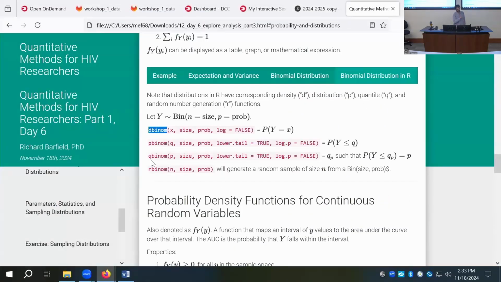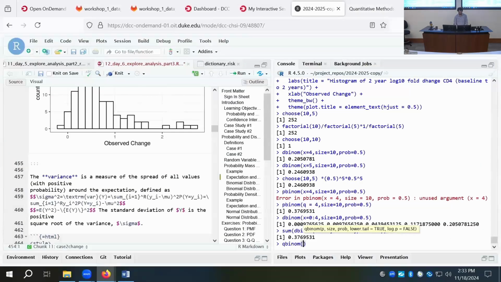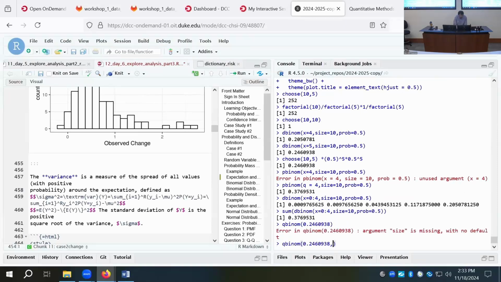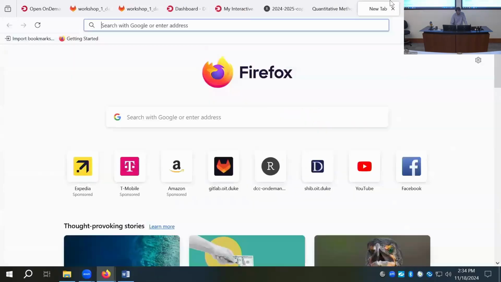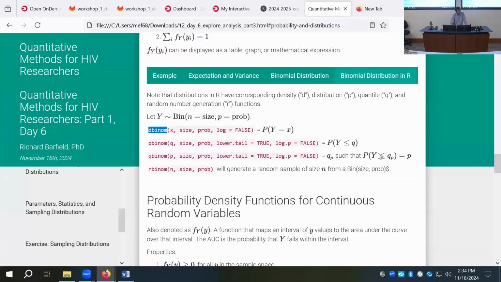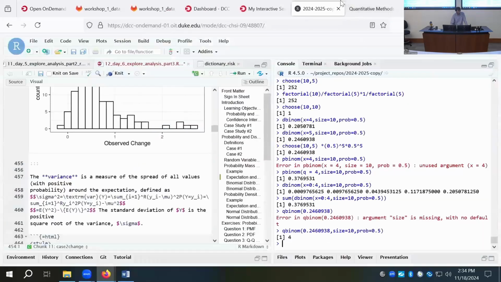qbinom will return the value that gives you the probability that you want. So if I said qbinom 0.whatever, let's see, type this in. Oops, forgot the size. Prob equals 0.5. It's going to give me 4 here. So this is going to be basically such that y less than or equal to that value is equal to q.